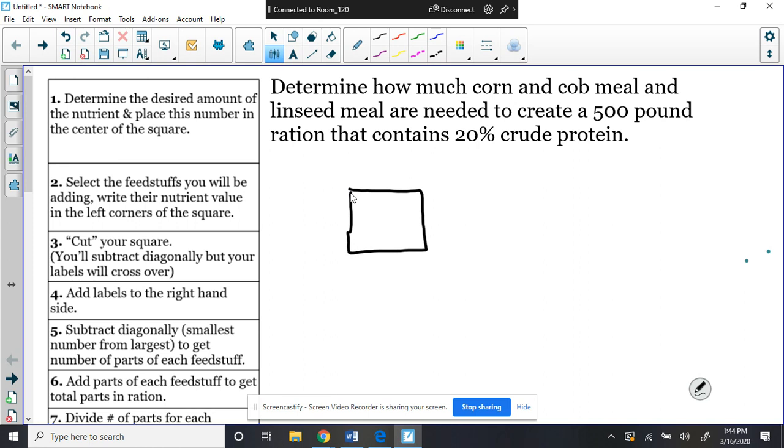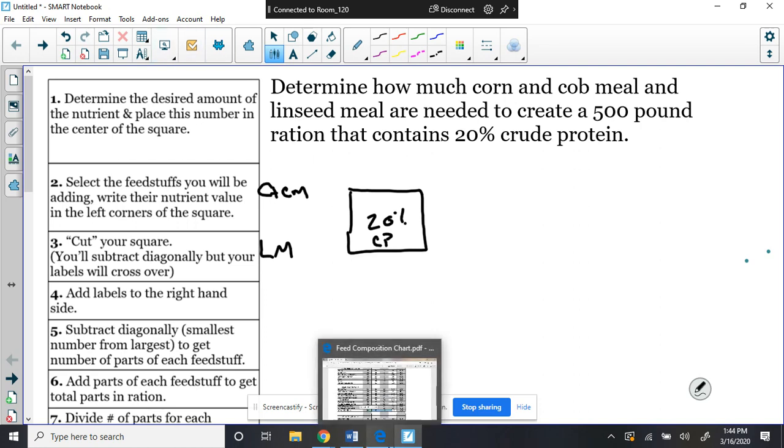It's actually a pretty good box for Miss Chaudhry. We're going to put our desired amount of the nutrient, which in this case is 20% crude protein, in the center of that box. That's what I'm trying to balance to. Step number 2 says to select the feedstuffs we're going to be adding. In this case, we know we're going to use corn and cob meal, and I'm going to write C and CM. And then I also know we're going to use linseed meal, so an LM. And I need to figure out what their nutrient values are for protein, because that's what I'm feeding for.